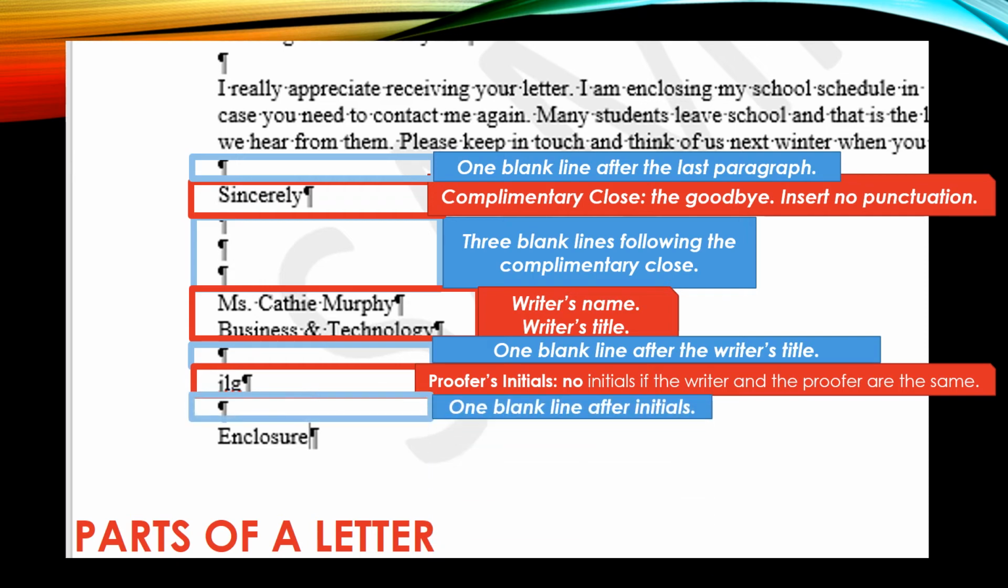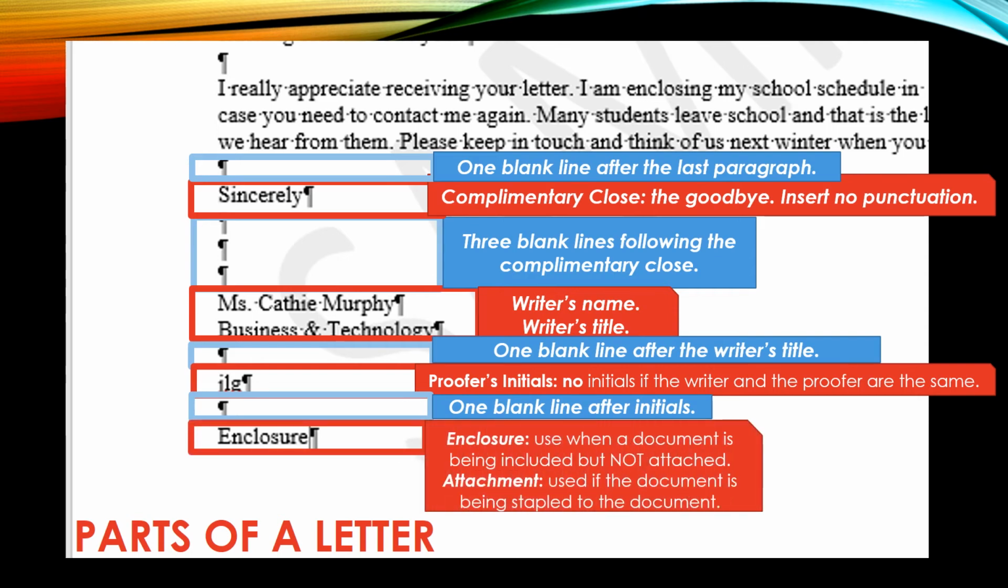Notice there is another line space, and then you can use either enclosure or attachment. When you are sending or attaching another document, or you're enclosing with the letter another document, you need to acknowledge that. Enclosure is used when a document is being included but not attached. Attachment is used if the document is being stapled or attached to the document.